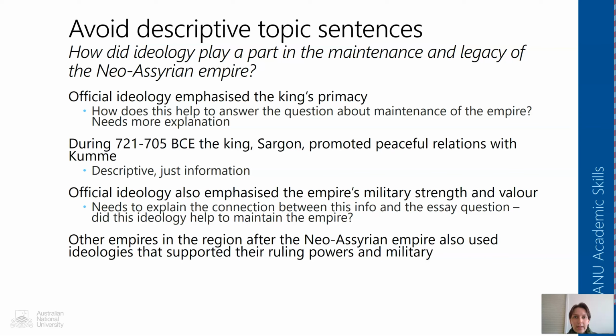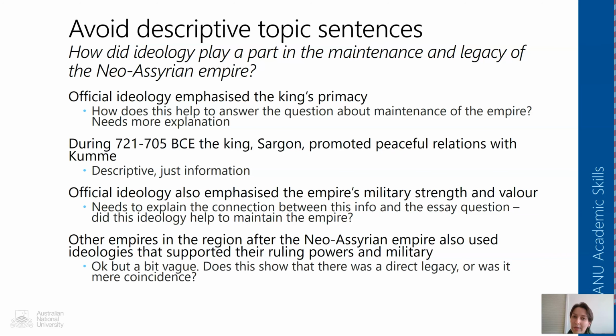Now, this one is one where it's not explicit enough. It doesn't tell me directly whether that was actually an impact or a legacy of the Neo-Assyrian Empire. It could be coincidental, really, that the other empires in the region happen to use those similar ideologies. So it's just not making that link clear enough back to the essay question. So that's a really useful thing to have a think about, is it very, very clear why this piece of information or why this main idea in the paragraph helps to answer the question?